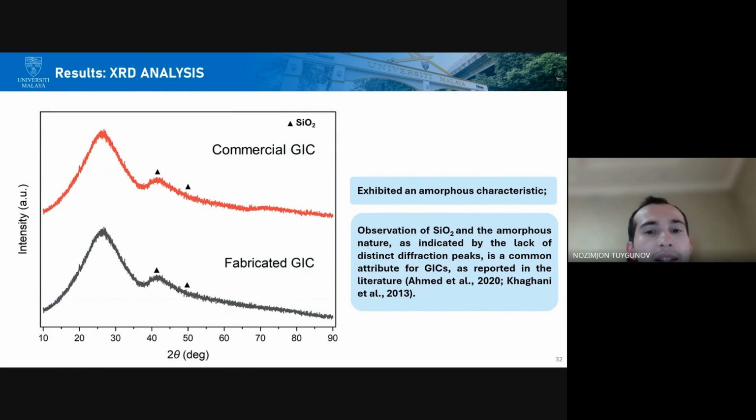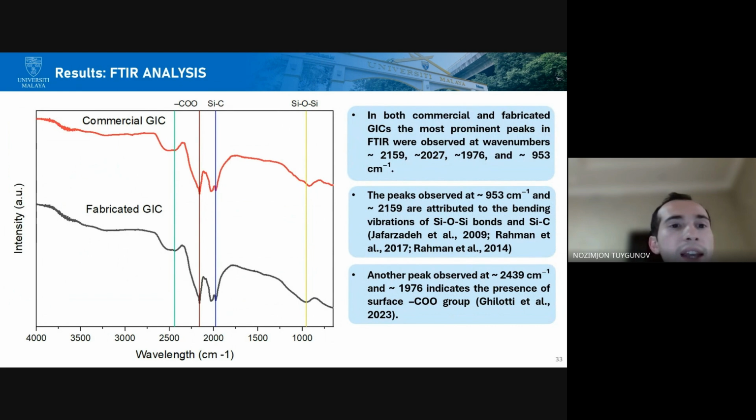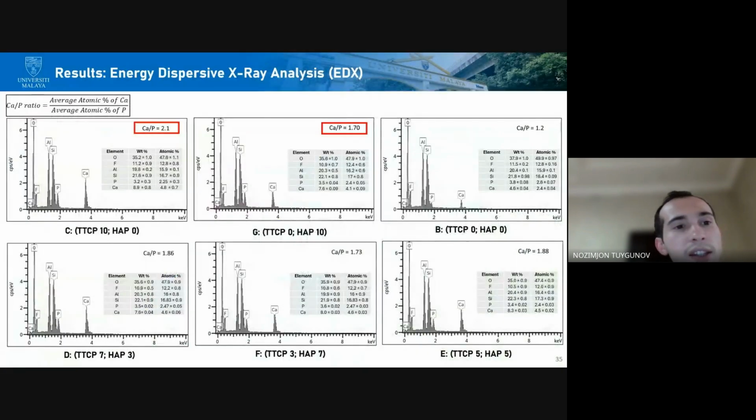Then here we can see the XRD analysis of our material and the commercially available GIC. Based on the literature, only silicon oxide can be identified based on the peaks we had in our graph. Here we can see the FTIR analysis of the commercially available GIC and the fabricated GIC. And here as well, we can see no significant difference between the commercially available product and the fabricated GIC.